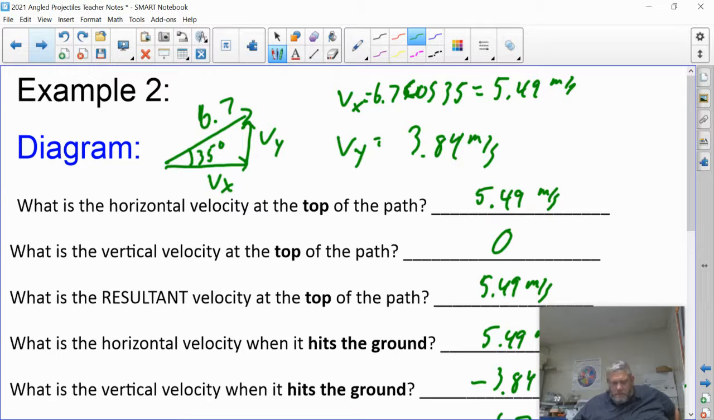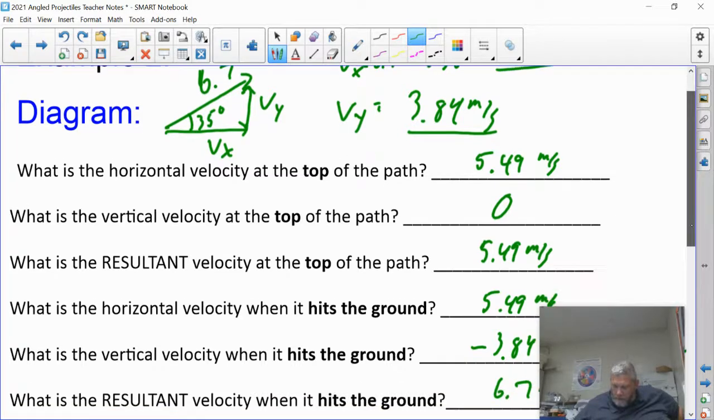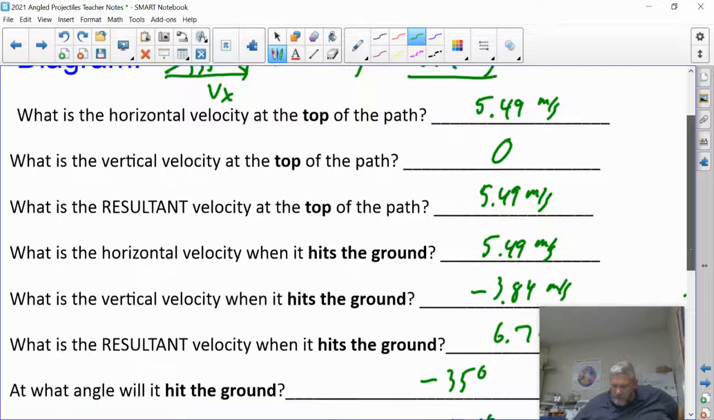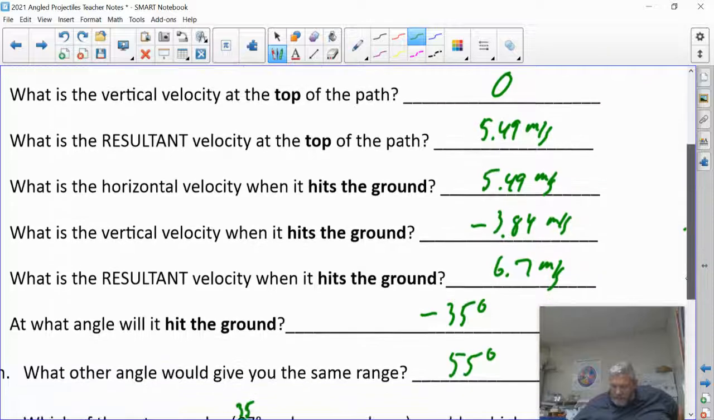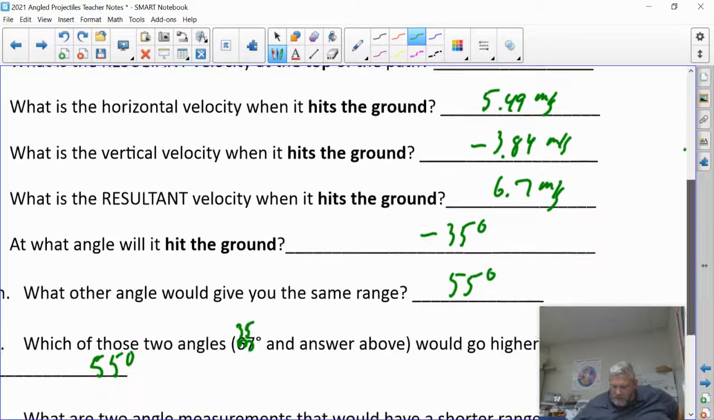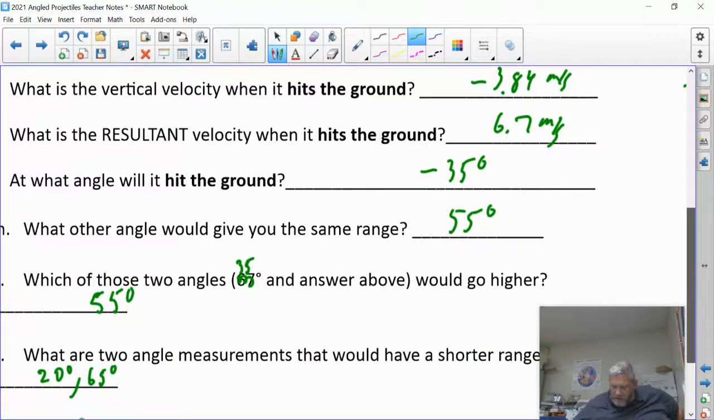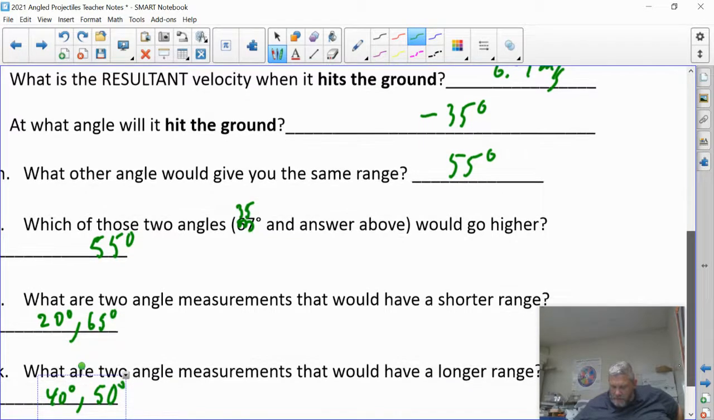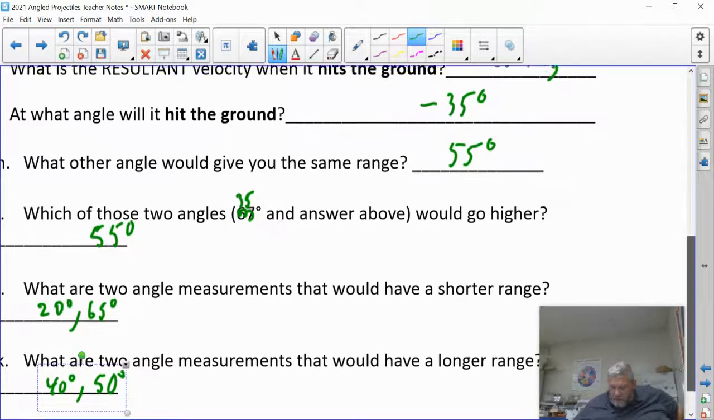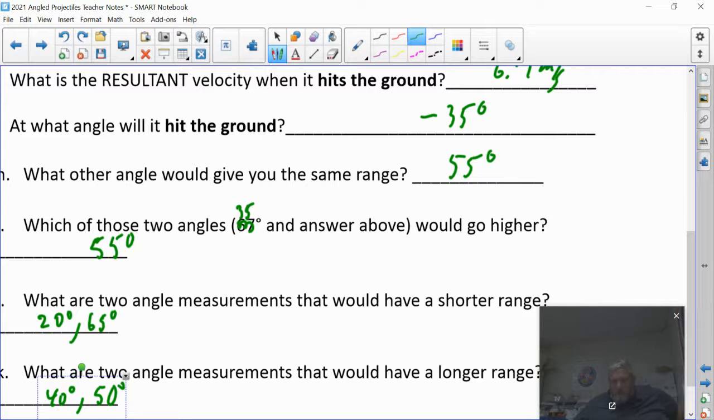All right. So Vx would be 5.49, Vy would be 3.84. I'm just going to slowly scroll down with these answers. Pause if you need to stop it to take a look at any of those. I'll stop it right there for a second.